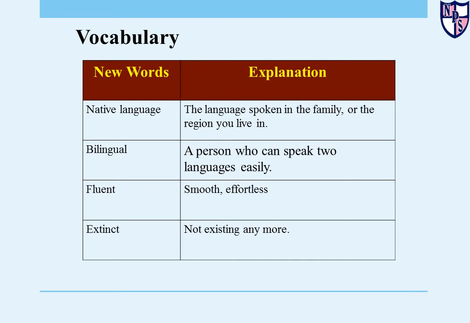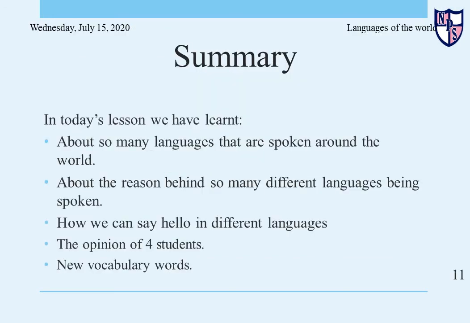Extinct means a thing, a person, a noun that does not exist anymore. That means it is no longer present in this world. That is called extinct. For a quick review of this lesson, let's go over it one more time: what we have learned in this lesson.